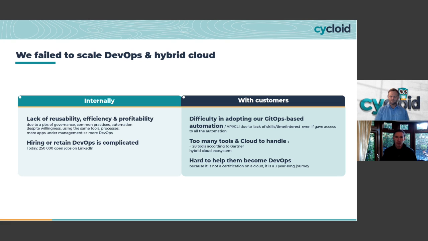Then layer on top of that the tools. Gartner says there's an average of 28 tools in use.